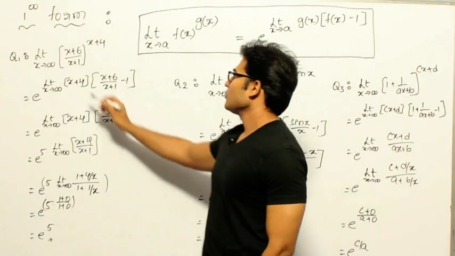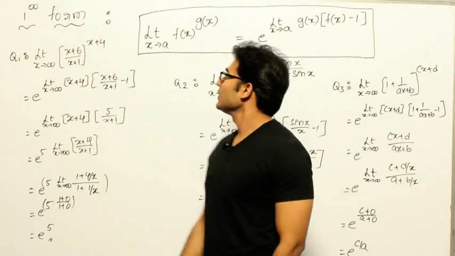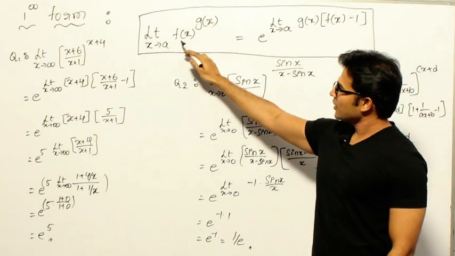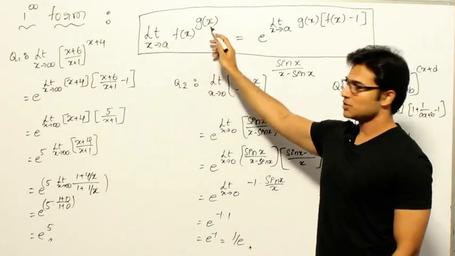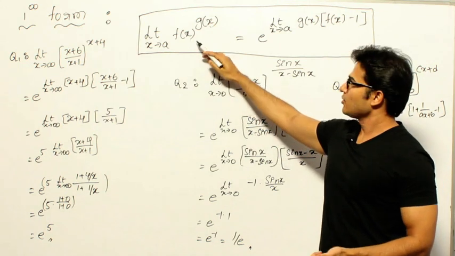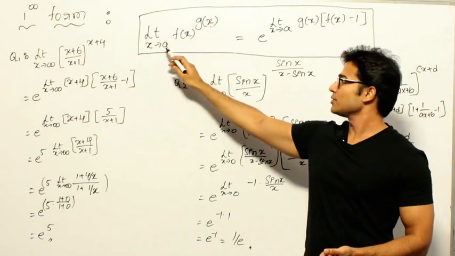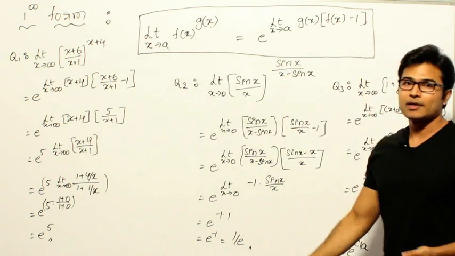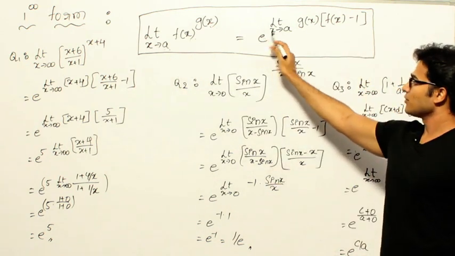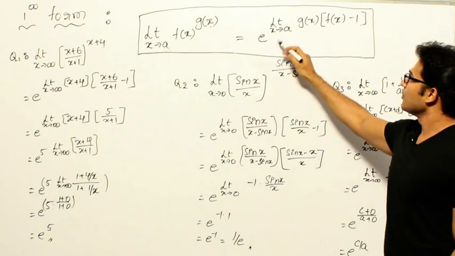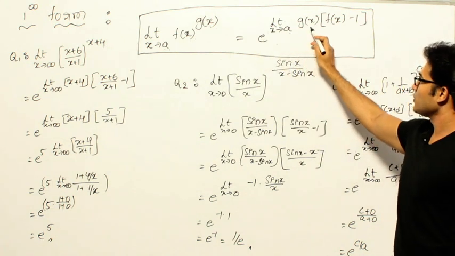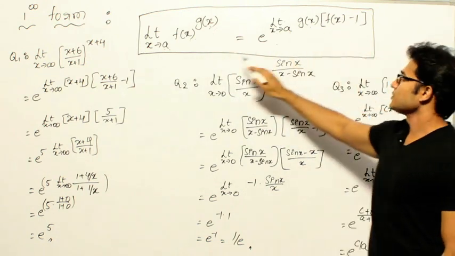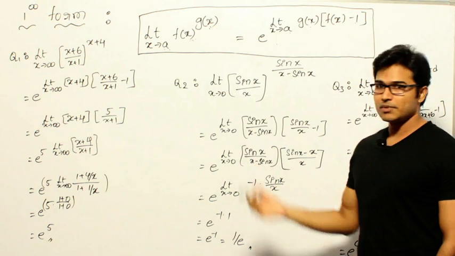Now whenever you get 1 power infinity form, then you can use this formula. Limit x tends to infinity, if there is a function f of x raised to the power of g of x, and you are getting 1 power infinity when you substitute a value of a in place of x, then you can directly use this formula. The formula is: take everything to the power of e power limit x tends to a of g of x into f of x minus 1. Okay, with examples it will be clear.